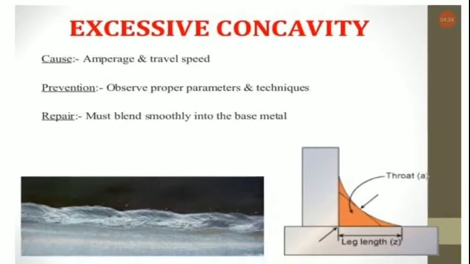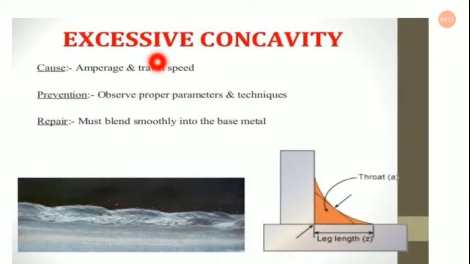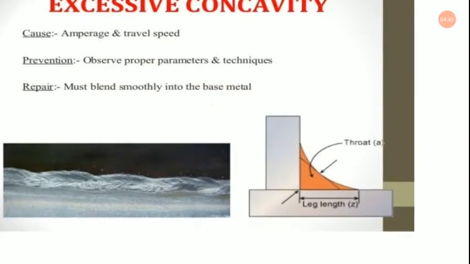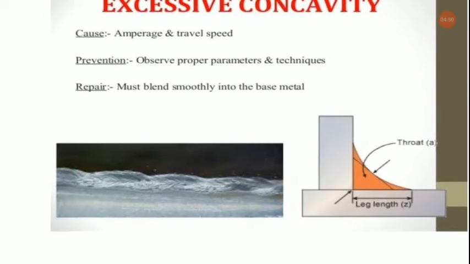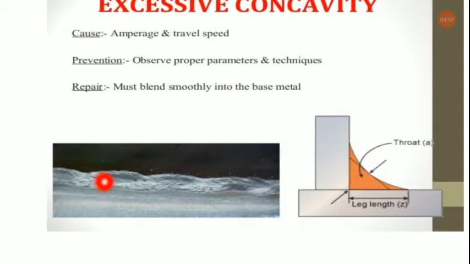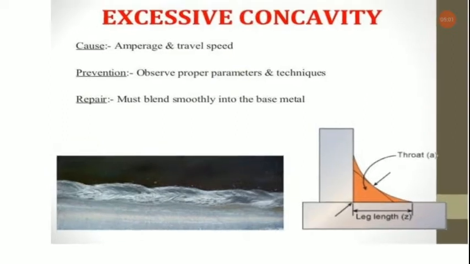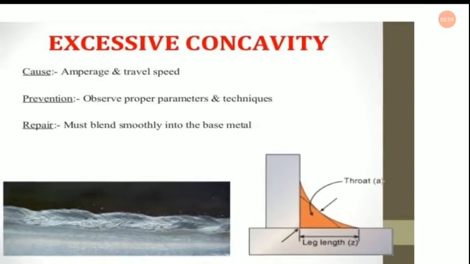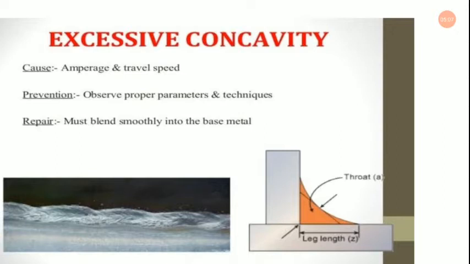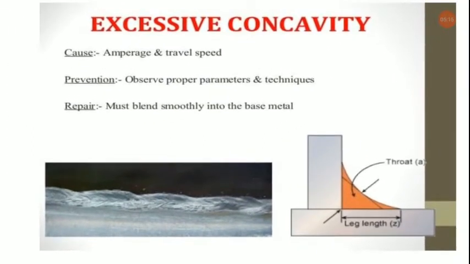Now excessive concavity. It is caused by amperage and travel speed. Prevention is to observe proper parameters and techniques. Repair must blend smoothly into the base metal. Now look at the picture. This is the realistic picture. In this picture you will find the excessive concavity, and on the right hand side you will find the picture with the schematic diagram. So that is the excessive concavity.